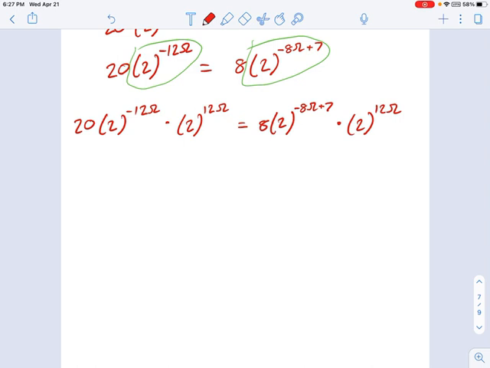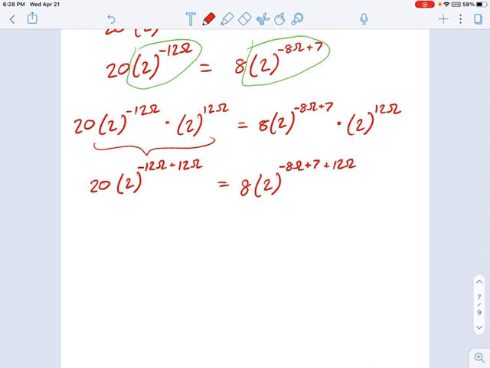But look at what's going to happen here. Because I am multiplying these two things together, I'm going to add the exponents. And that makes the left side 20 times 2 to the negative 12 omega plus 12 omega. And on the right side, this is going to be 8 times 2 to the negative 8 omega plus 7 plus 12 omega. That exponent's getting to be almost longer than the whole equation. But look at what we've got on the left side. This is the whole reason I did this. Negative 12 omega plus 12 omega gets you this beauty. You get 20 times 2 to the 0.